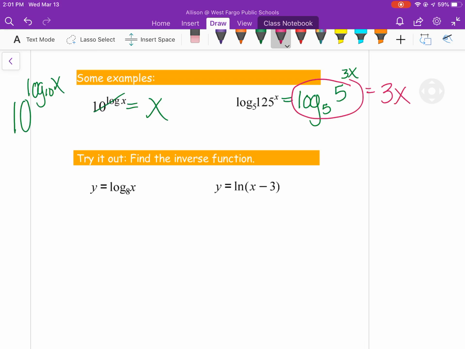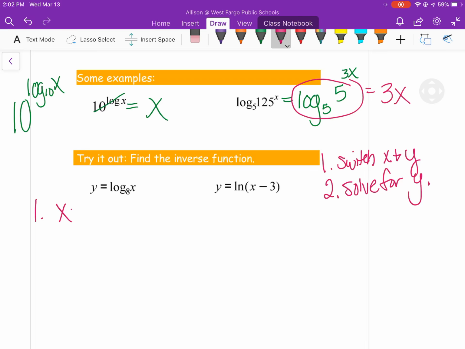Finding the inverse functions. So remember, there are two steps for finding the inverse of a function. Step 1 was switch x and y. Step 2 was solve for y. So remember, in an inverse function, the inputs and outputs, or domain and range, are swapped. So step 1, switch x and y. So instead, I'm going to have x equals log base 8 of y. Then step 2 is going to be solve for y.